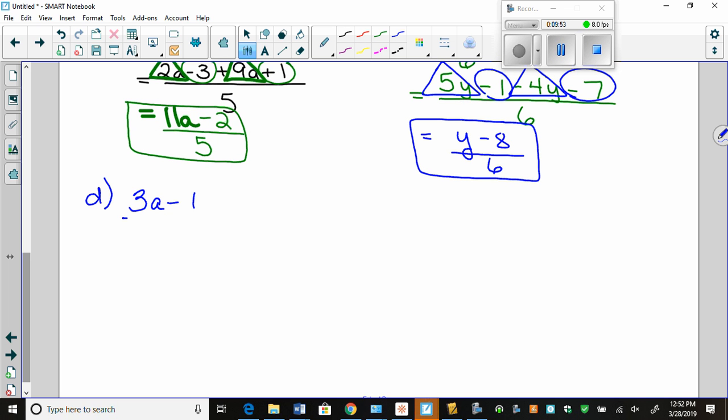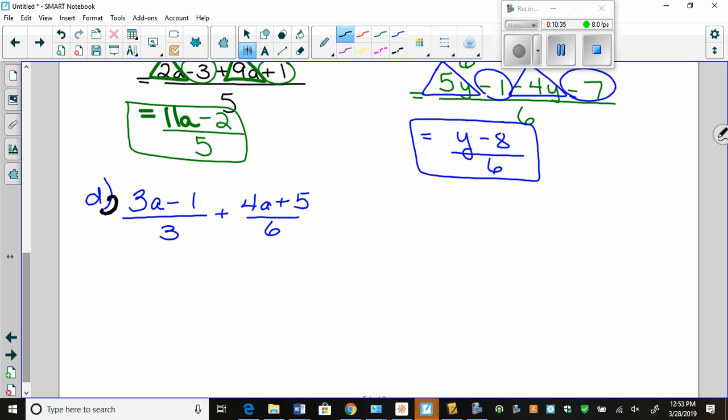3a minus 1 over 3 plus 4a plus 5 all over 6. What's our initial problem? We don't have a common denominator and we have a plus sign, correct? When we have a plus sign, we have to have a common denominator. So what's common to 3 and 6? 6. So I could multiply this one by 1 if I wanted to, correct? But I don't need to. And I'm going to multiply this side by 2.